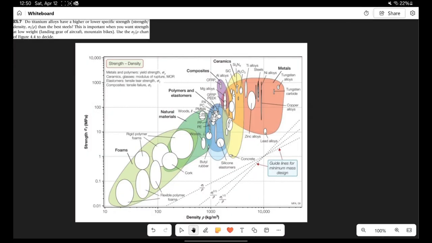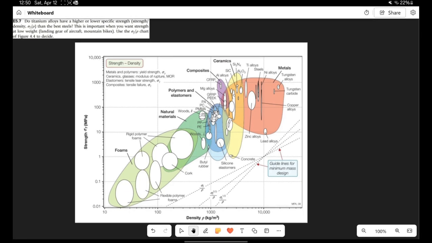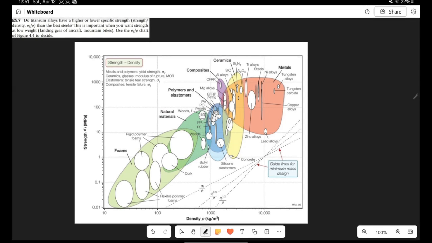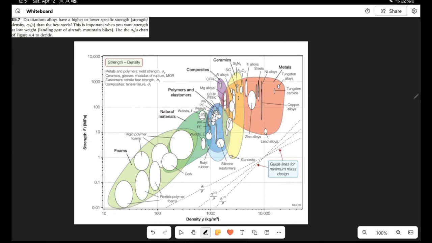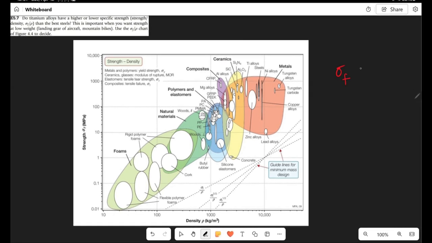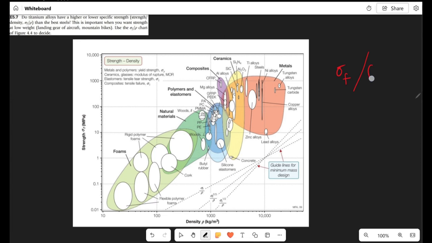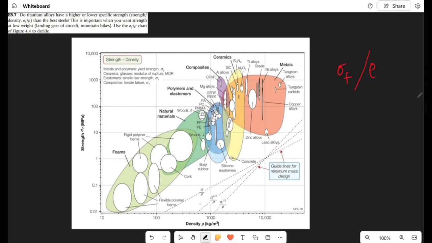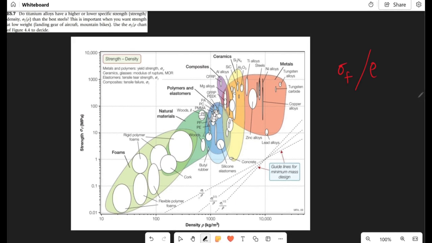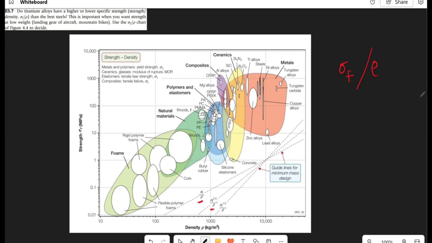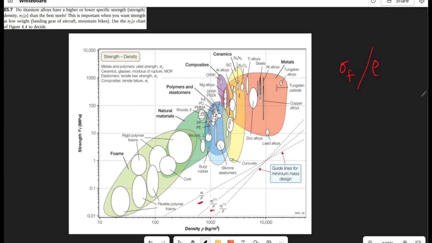Question 5.7. This question is similar to question 4.6 that we just solved. They're asking whether titanium alloys have a higher or lower specific stiffness when compared to density. So the relationship we are looking at here is the failure strength divided by density. That's the relationship we are looking at here. And we can see in the graph they have already provided us with lines of different relationships. Here we can see stress over density. Here we can see stress raised to the power 2 over 3 with respect to density.